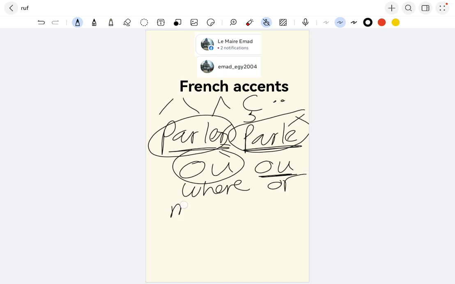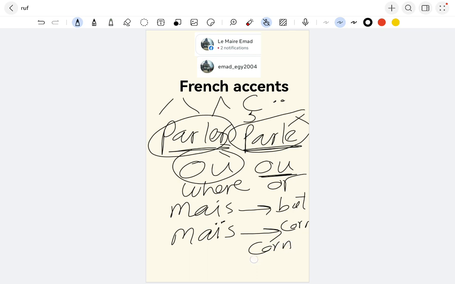Another one, when we say mais, and the same letters, but here 2 dots above the I. Mais here it means but. And with 2 dots, maïs, it is corn. Okay? So here, you can see how the meaning is different just because of the accent. So be careful about the pronunciation and about writing the accent.